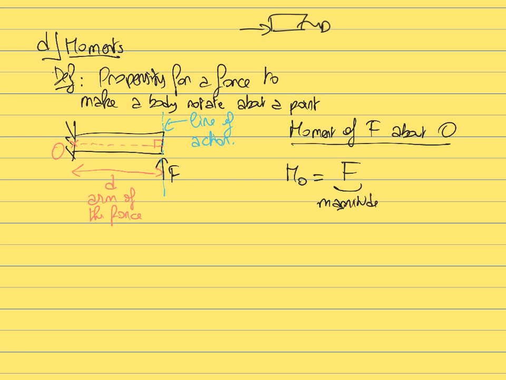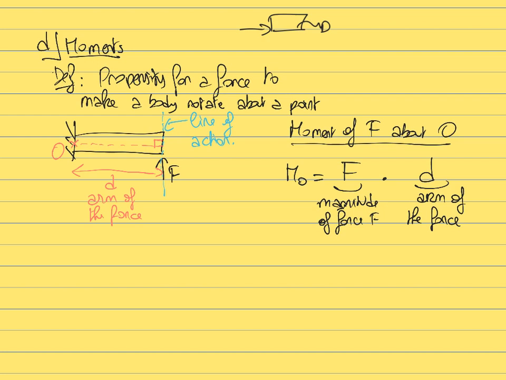So you take the magnitude of the force F, and you need to multiply this by the arm of the force, where the arm of the force is the orthogonal distance between the point about which you are calculating the moment and the line of action of the force. If you calculate this, you get the arm of the force, and the product of the arm of the force times the magnitude of the force gives you the moment of F about O.